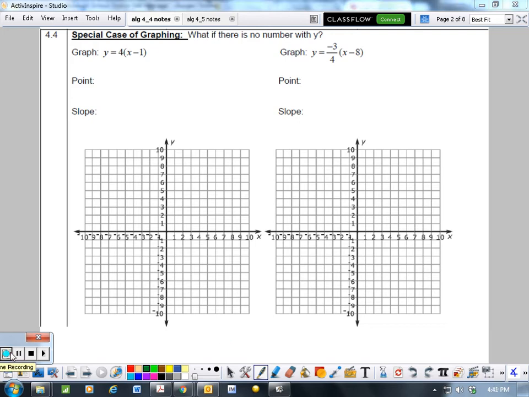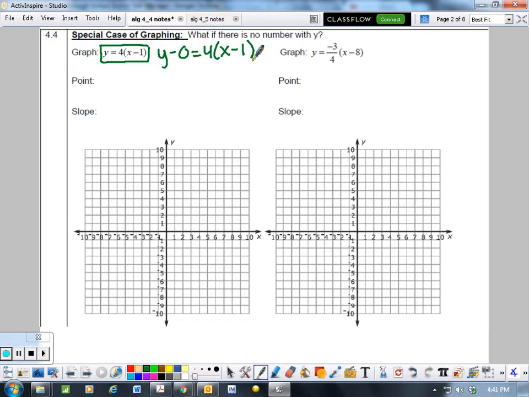Okay, so we're going to keep graphing, and we're going to look at some special cases. The first special case is, what if there is no number with the y? If there is no number with the y, that means our original equation is supposed to look like y minus 0 equals 4 times x minus 1. So it's indicating that there really is no number with that y.